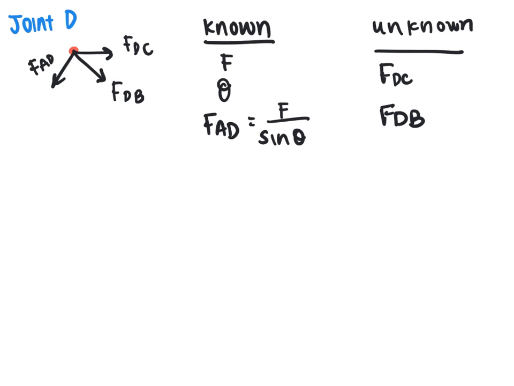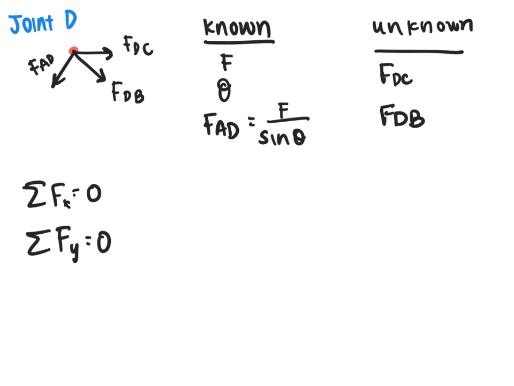So we're going to have to repeat this process for all the joints. So let's look at joint D. At joint D, I redrew the free body diagram right here. Things that we know: F, we know theta, and we also know FAD. We saw that when we did method of joints for point A. And we know FAD equals F over sine theta. So again, we're going to start with our equilibrium equations.